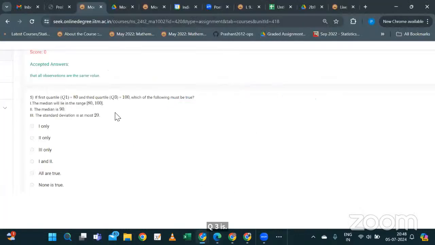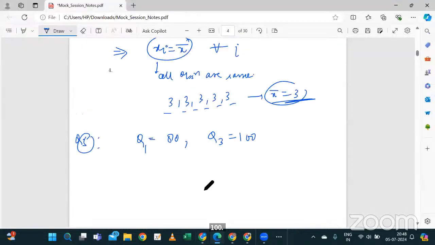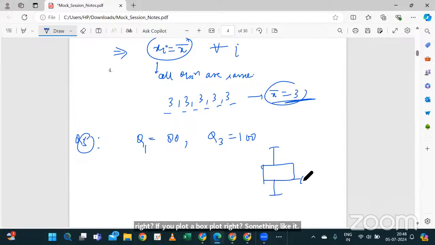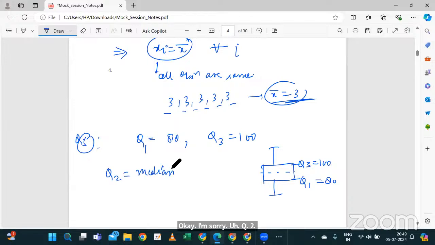So by the question, if you plot a box plot, something like this, this will represent Q1 and this will represent Q3. Suppose this is 100 and this is 80. So the median will be in between this box. Sorry, Q2, I mean median, not mean. The median will lie right in this range, or not?